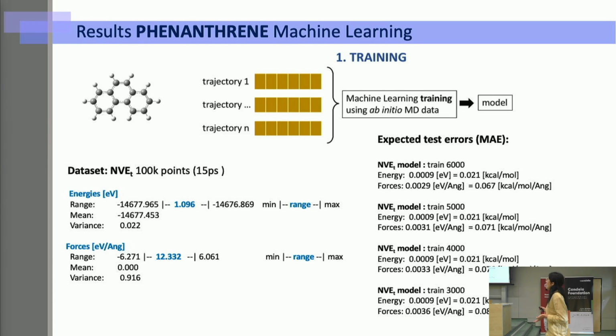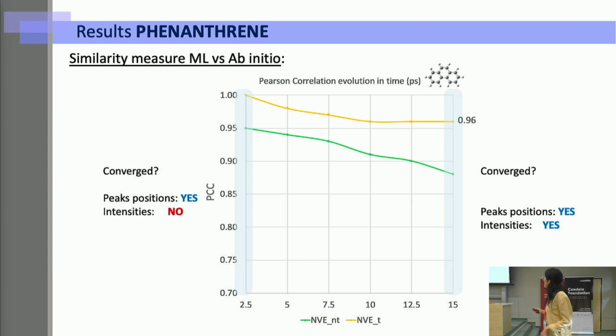Here I just list some examples, and we see that at 6,000 points for training, we have an error of 0.067 in the forces and 0.21 in the energies. You don't really gain a lot, but I wanted to see what was the best that we could get using 6,000 points. And from 6,000 points is this line, the yellow one.